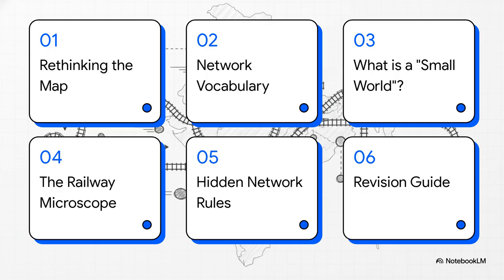So here's our game plan for this explainer. First, we're going to completely rethink how we even look at a railway map. Then, we'll get the key vocabulary down so we can talk about networks like a pro. After that, we'll define what a small world actually is, and we'll look at the hard evidence for the Indian railways. We'll even uncover some other hidden rules of the network before we wrap it all up with a quick revision guide.